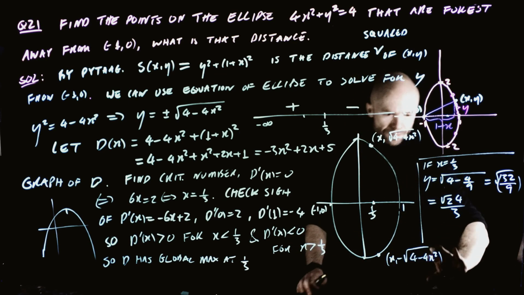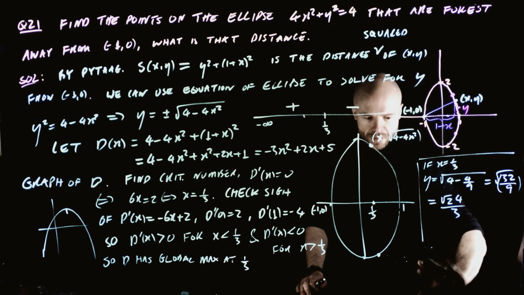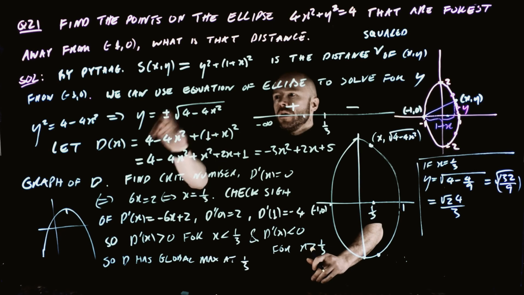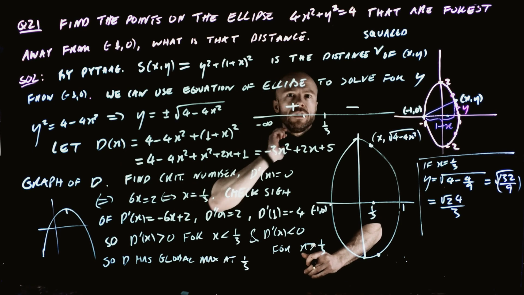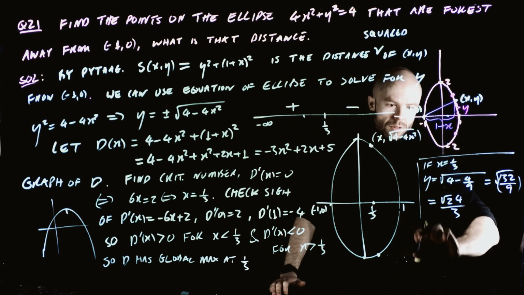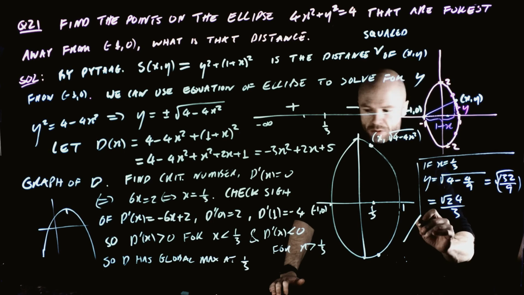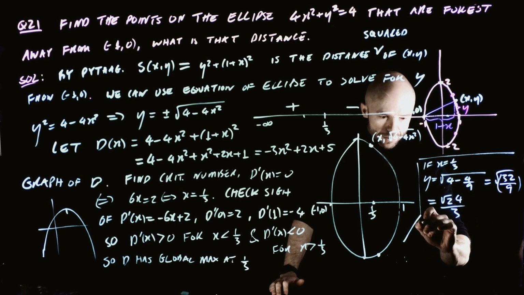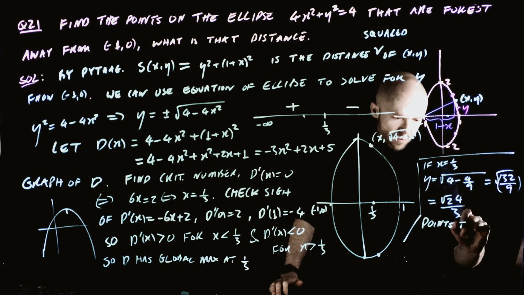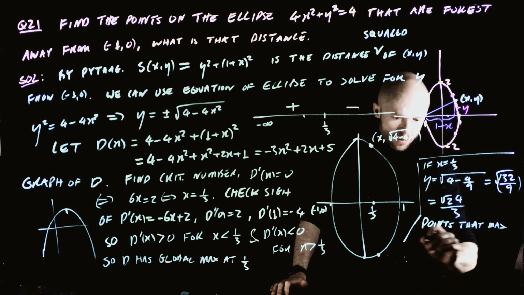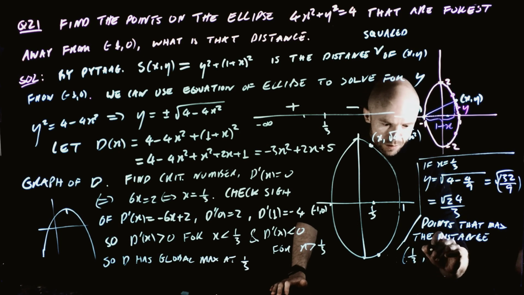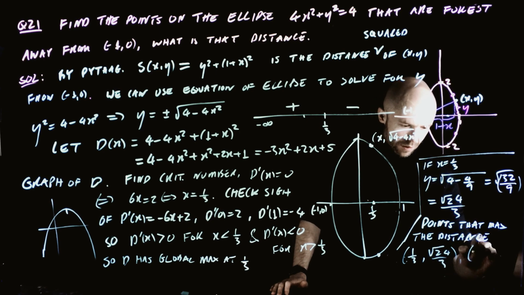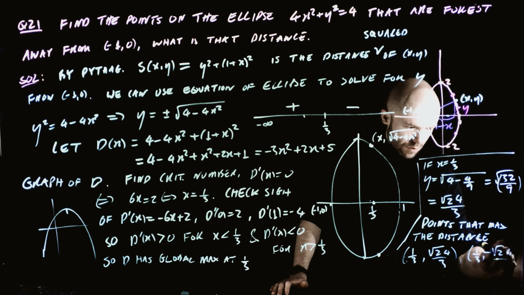Now to find the actual distance, we can just use our function D, but we have to remember that D is the distance squared, so we need to square root it. We should maybe complete this first. The points that maximize the distance are these 2 points: 1 over 3, 4 over 3, and the other one, 1 over 3 and minus 4 over 3, like this.